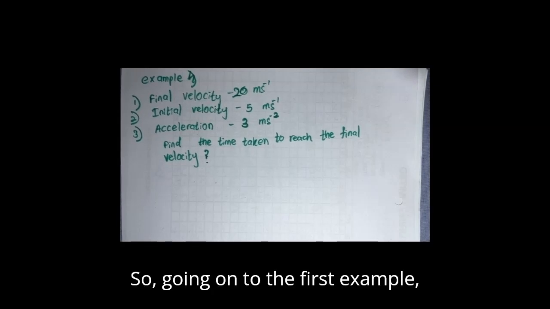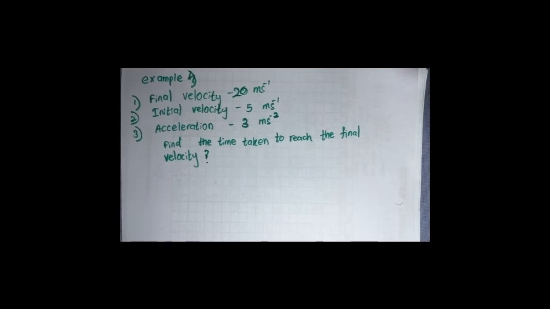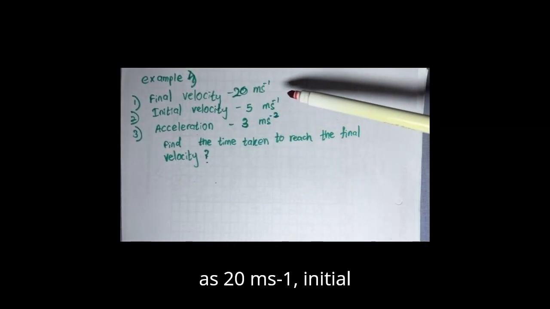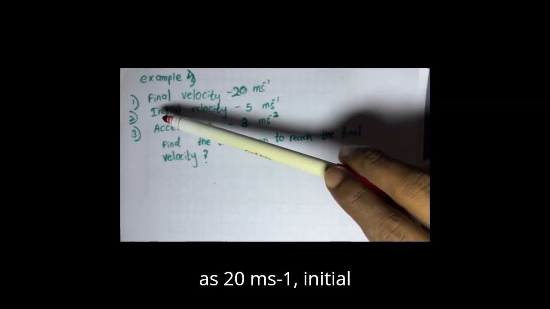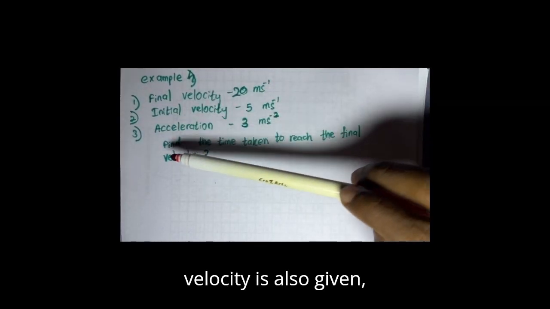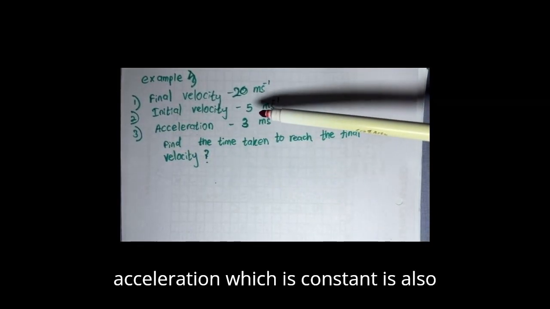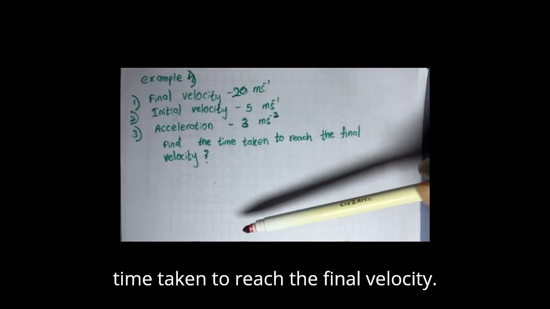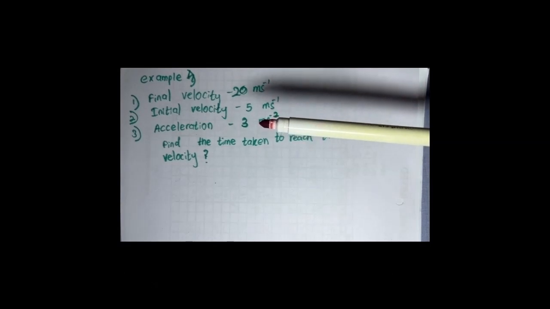So going on to the first example, here final velocity is given as 20 ms minus 1. Initial velocity is also given. Acceleration, which is constant, is also given. And they are asking to find the time taken to reach the final velocity.